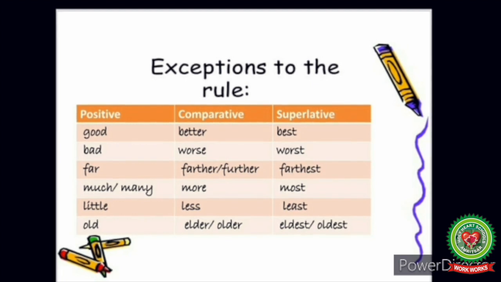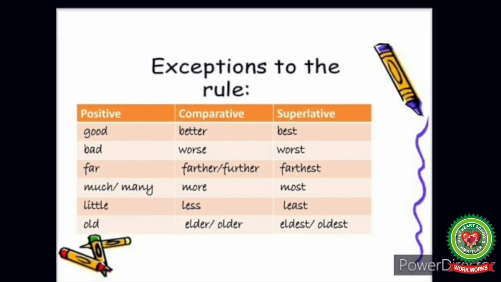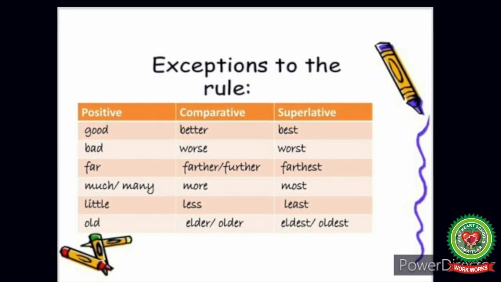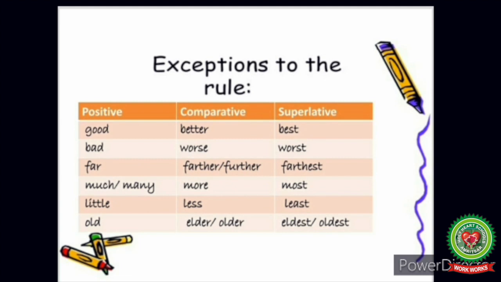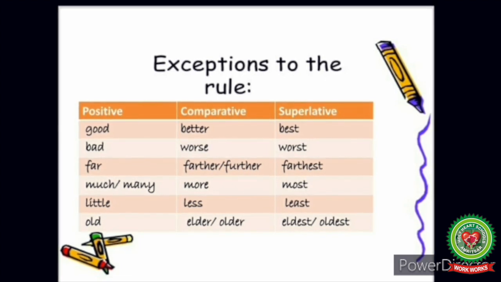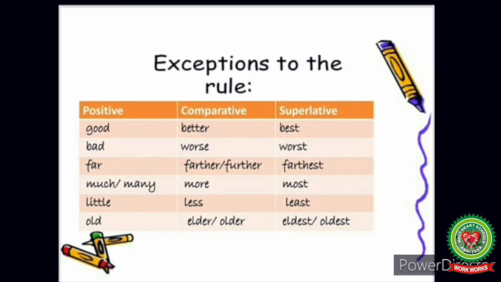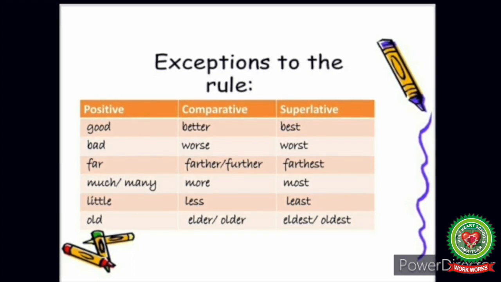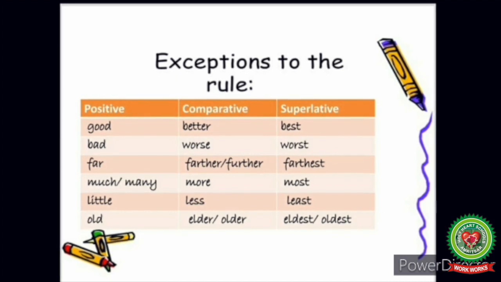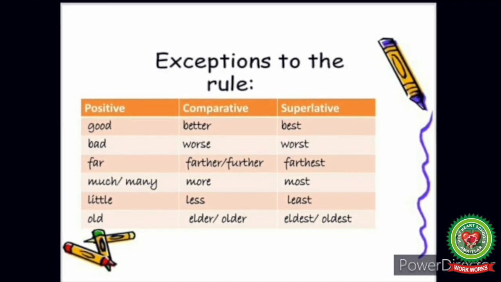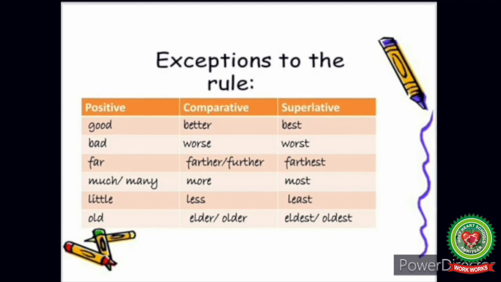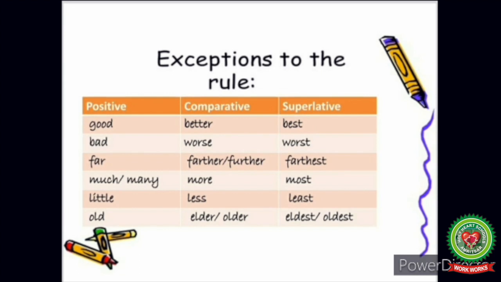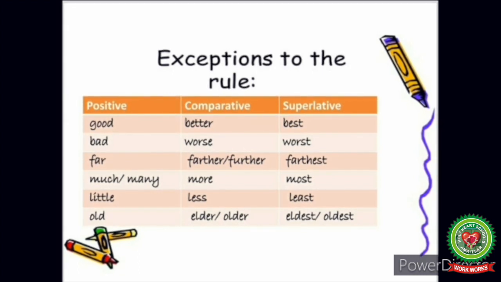Much or many, its comparative degree is more and its superlative degree is most. Similarly, for little, its comparative degree is less and its superlative degree is least. For old, its comparative degree is elder or older and its superlative degree is eldest or oldest. Students, you have to remember these words as they are.